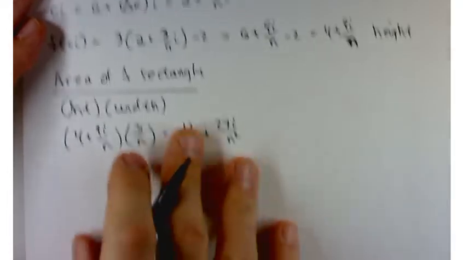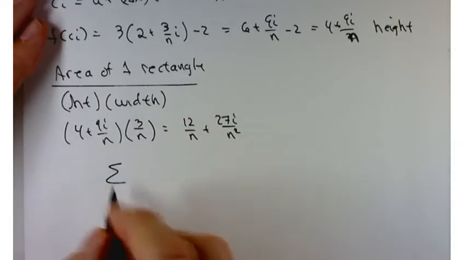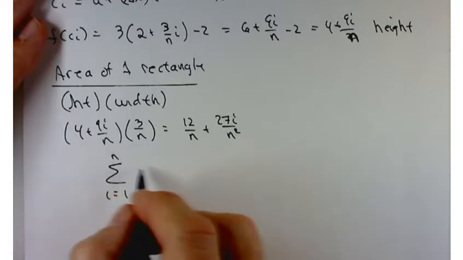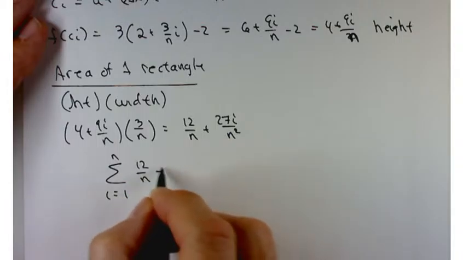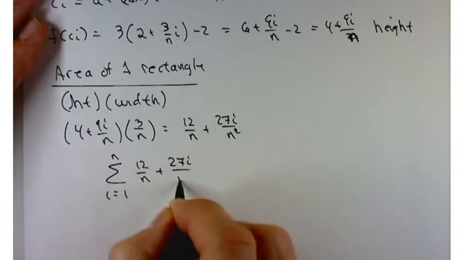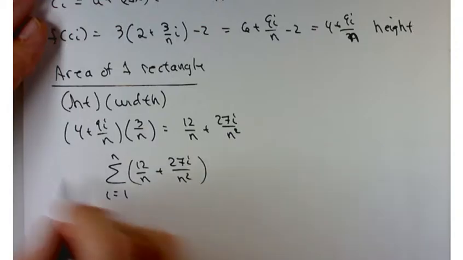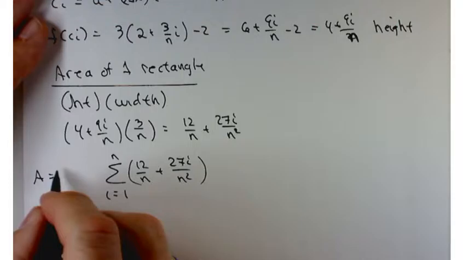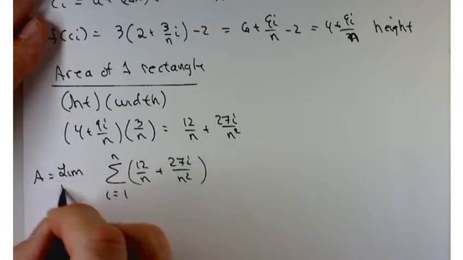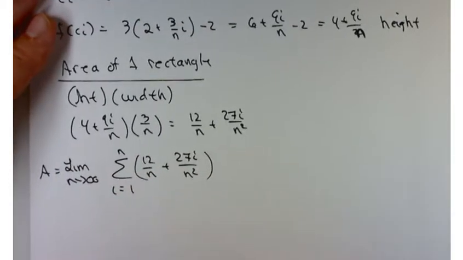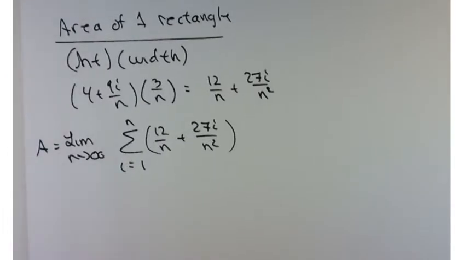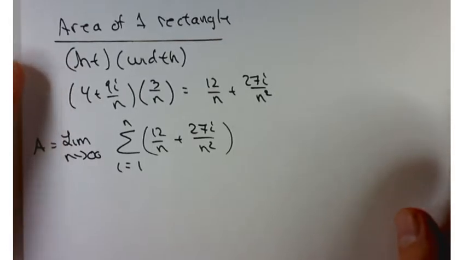We need to find the area of all such rectangles. So that's going to be the sum from i equals 1 to n of 12 over n plus 27i over n squared. And in order for this to actually be the area, I need to take the limit as n approaches infinity. That is, let the number of rectangles increase until their width is infinitely thin and the error terms go to 0.